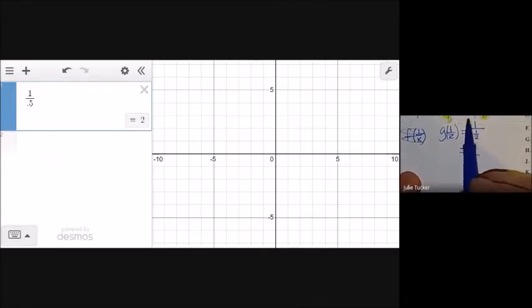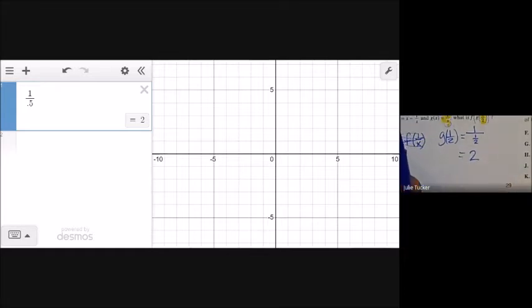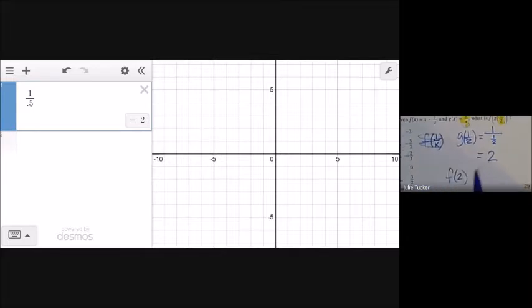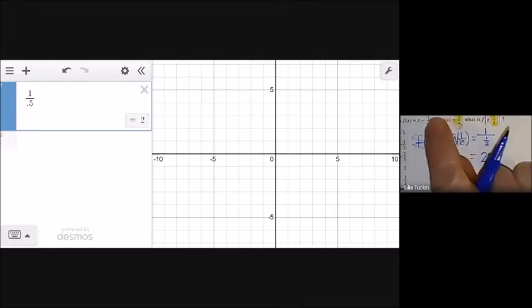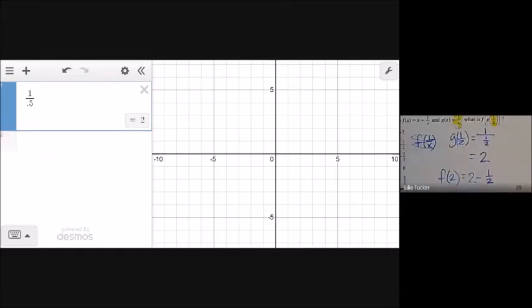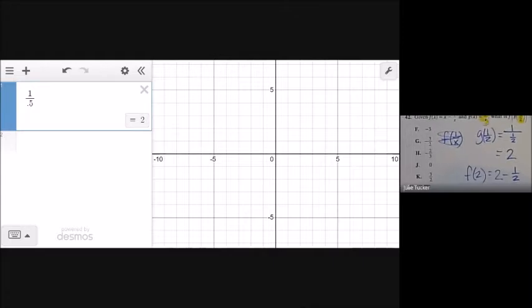All right, so we just found out that g of 1/2 is this number, 2. So then f of that is going to be f of 2. And this is what the f function says: x minus 1 over x. So we're going to put 2 minus 1 over 2. We're replacing the x's in that equation up there with 2's. So which answer is the same thing as 2 minus 1/2?